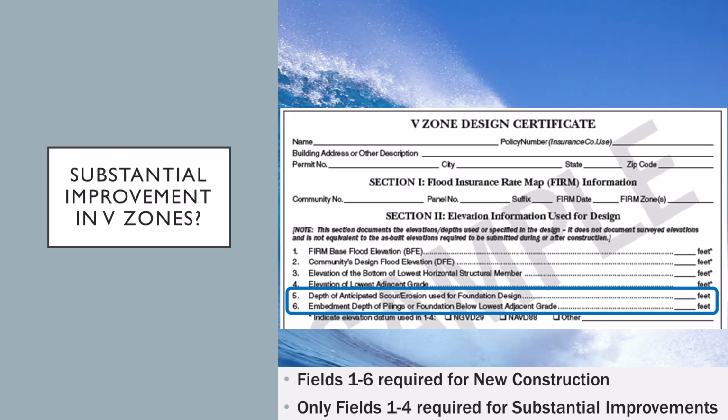This is so that the engineer can sign off on the improvements made, certify any breakaway walls, and certify that it's being designed properly. However, numbers 5 and 6 near the top of the form do not need to be entered. The new engineer signing this form may not have this information and is only certifying the improvements or repairs. So, for substantial improvements only, we will not count this as an error if the depth of anticipated scour or erosion and the embedment depth of the pilings or foundation is not filled in.